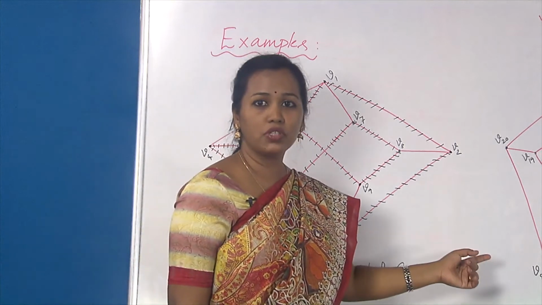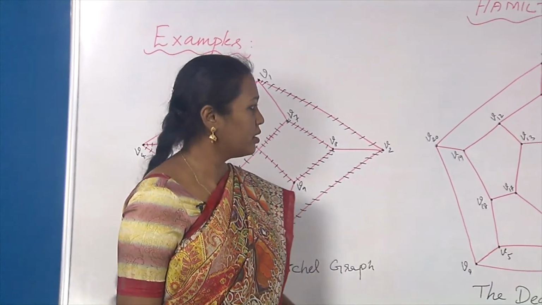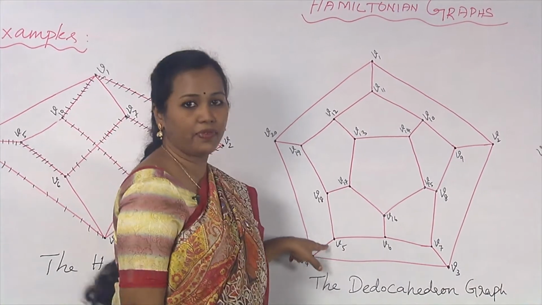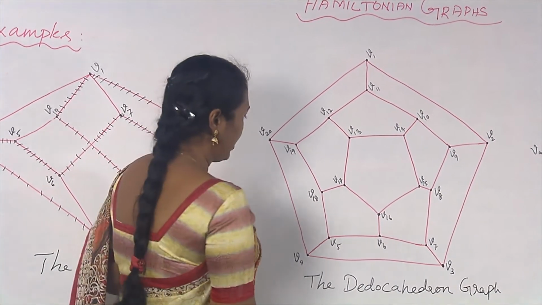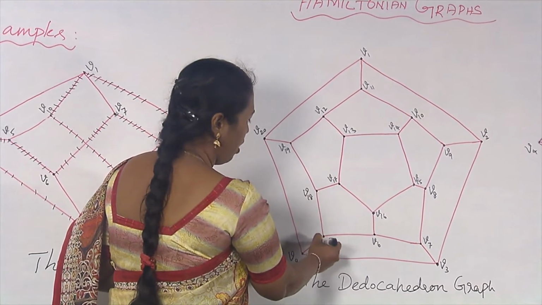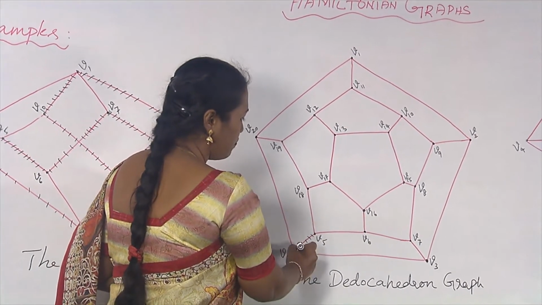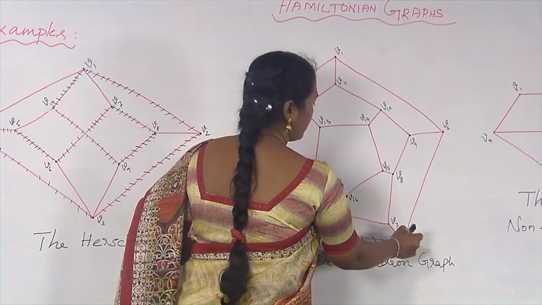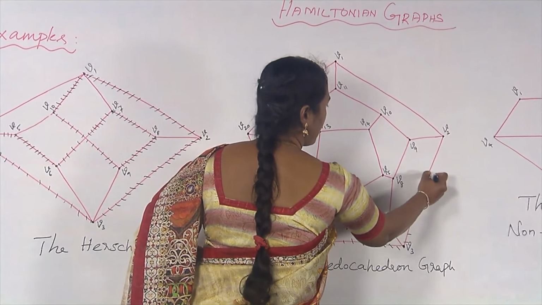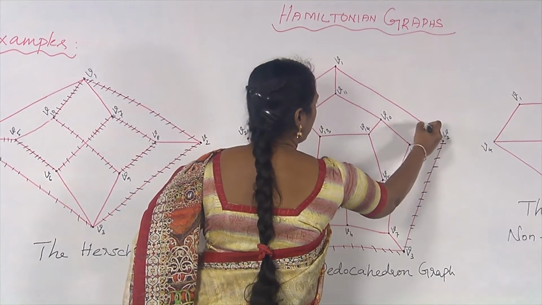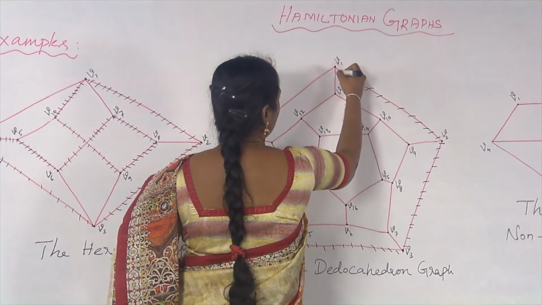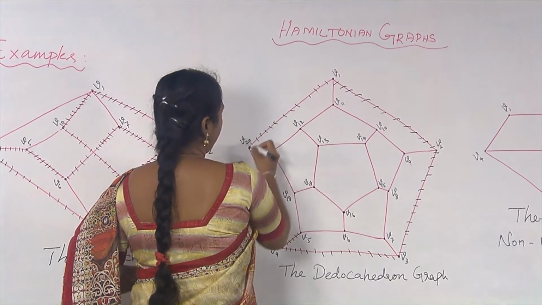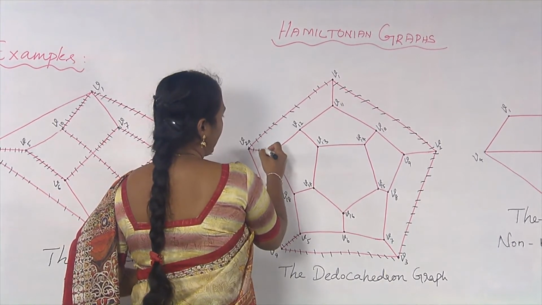Now let us move on to the dodecahedron. So here we can start with V5. Let us say I am starting with V5. So from V5 I go out to V4 and from V4 I go to V3. From V3 I go to V2. From V2 I go to V1 and from V1 I am going to V20. V20, after that I am going to V19.